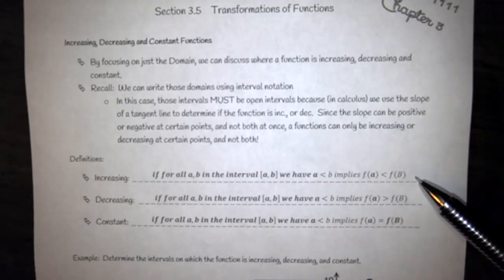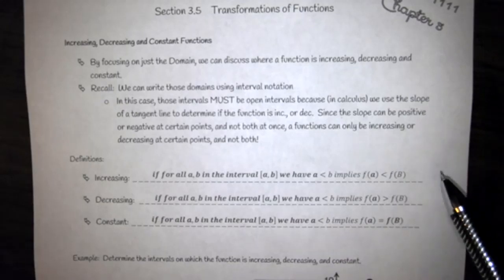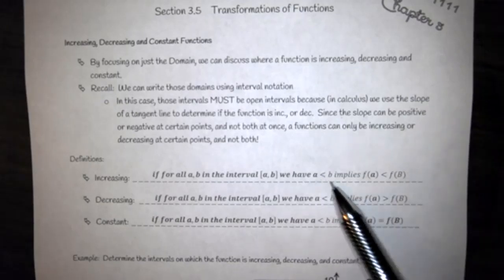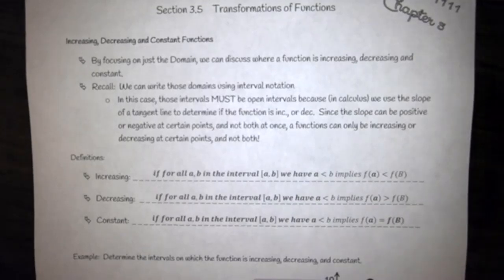It's for increasing. Increasing says for all a and b in the interval over ab, we have that if a is less than b, well, that implies that the function at a will also be less than the function at b. So essentially what that means is we are implying that wherever you started, when you draw along that graph, you're going to draw in that upward increasing motion, i.e. away from your body.